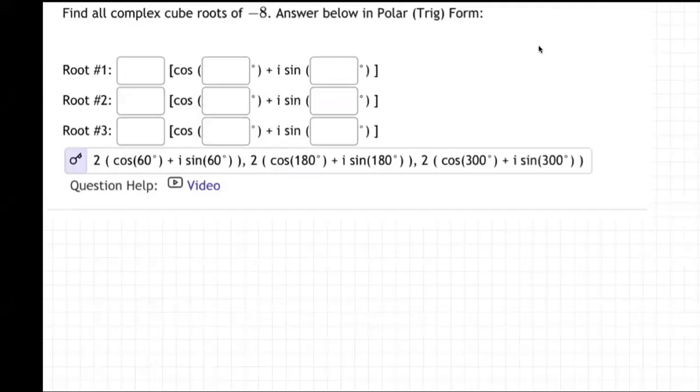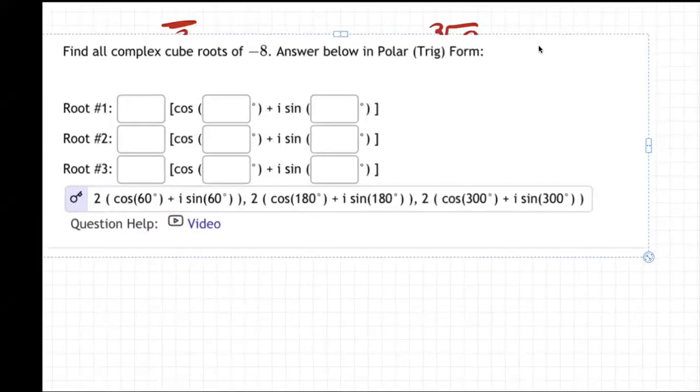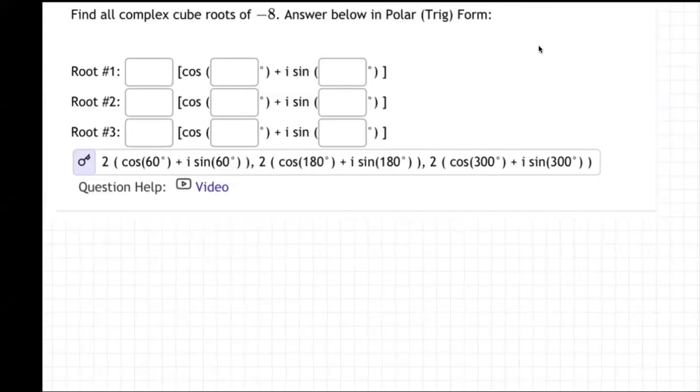Welcome to an example in which we are finding all complex cube roots of -8. So in other words, we're trying to find the cube root of -8, right? Cube means 3. The third root, the cube root. Like square means 2. This is called x cubed. So a cube root is a third root of -8.